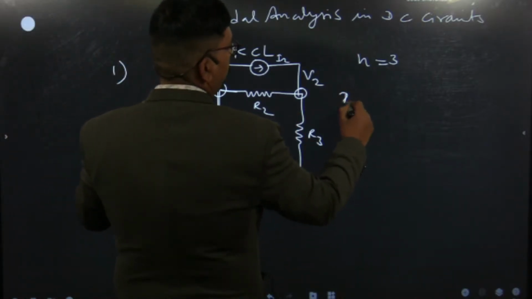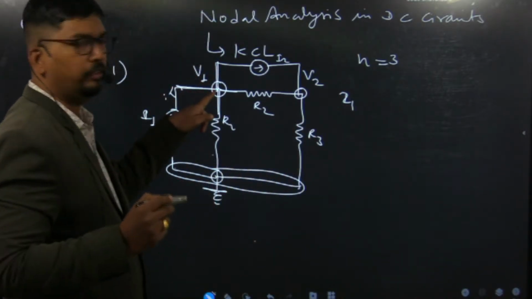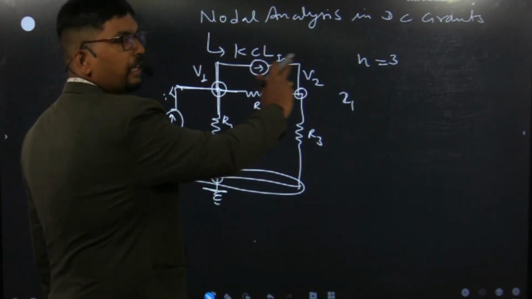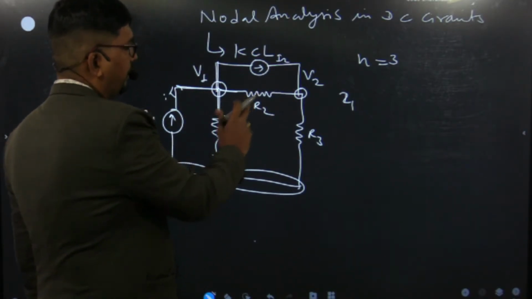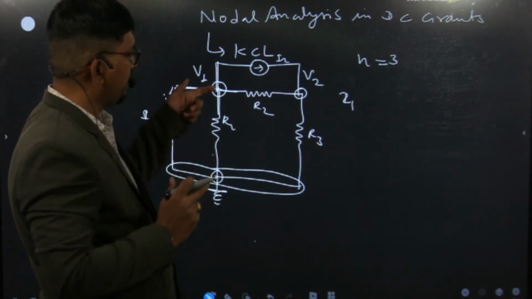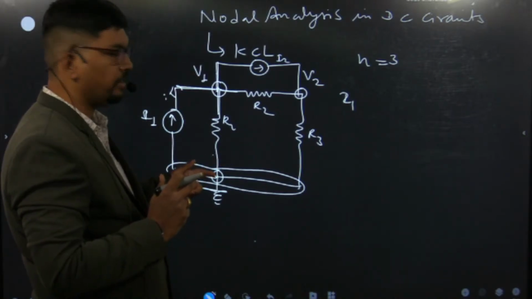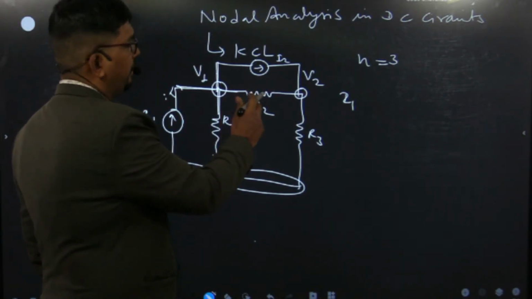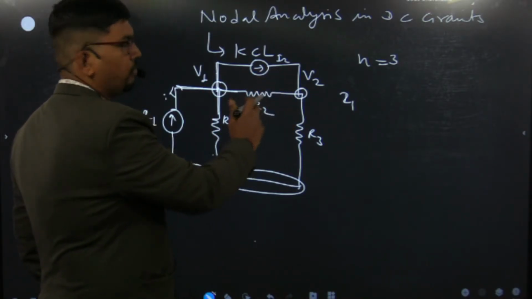This I1 is basically incoming to the node. Now what is I2? This I2 current is outgoing from that node. Now the current in a resistance we will determine by Ohm's law, that is higher potential minus lower potential divided by the resistance value. And similarly here the current will be V1 minus V2 upon R2.